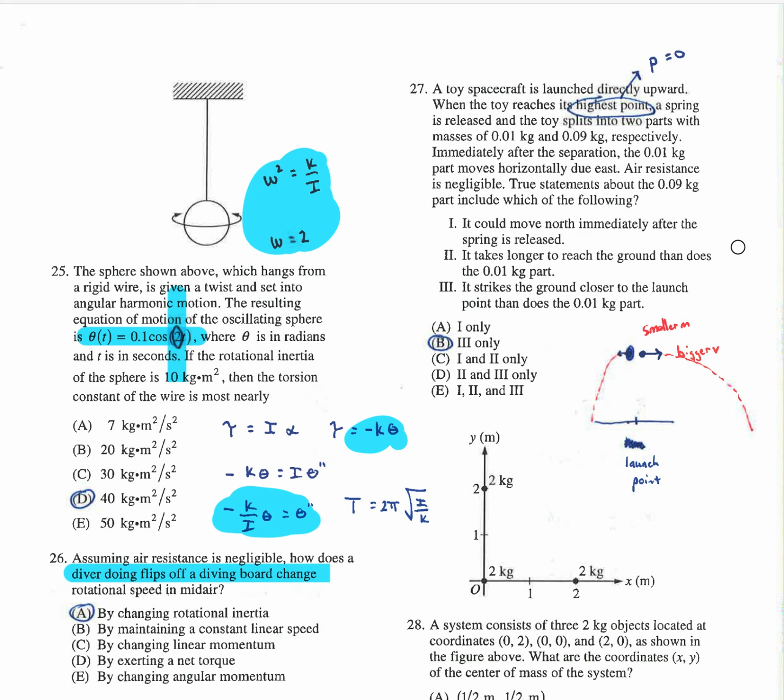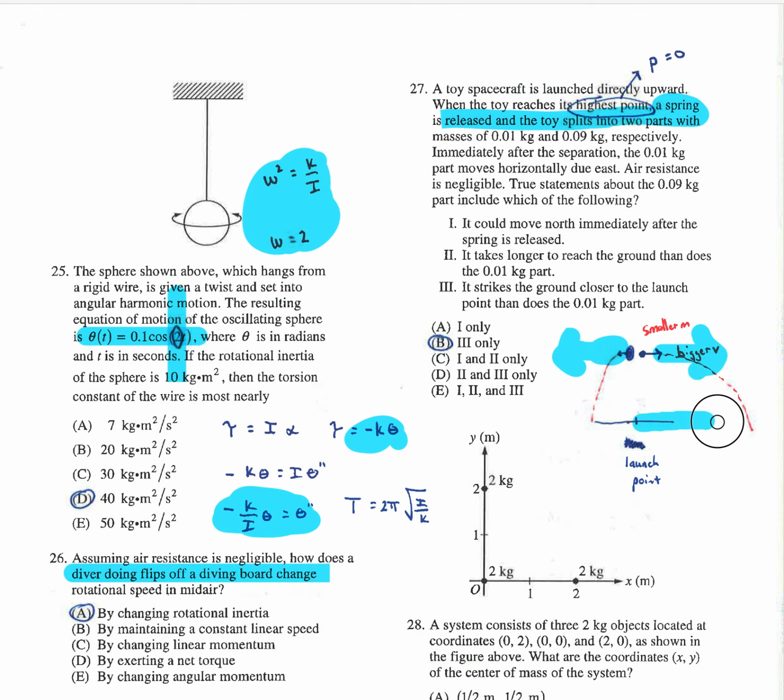This one is a momentum question. So you launch this thing and it explodes, all right? A spring releases 2 toys split into 2 parts. That's an explosion. Think momentum. The smaller mass is going to have a bigger velocity that way. The bigger mass is going to have a smaller velocity that way, right? We know that they're going to go in those directions. Those two have the same momentum, but bigger mass, smaller velocity, smaller mass, bigger velocity.